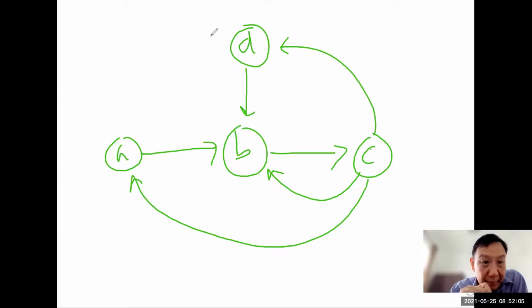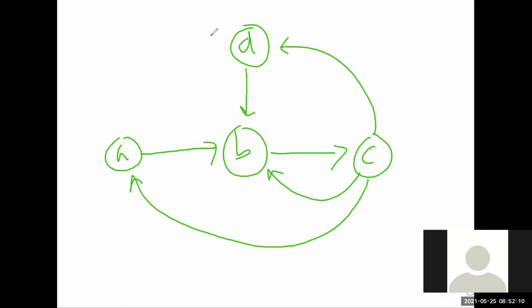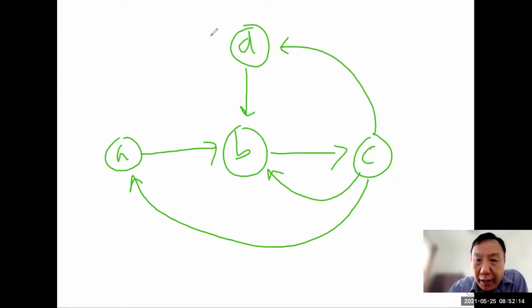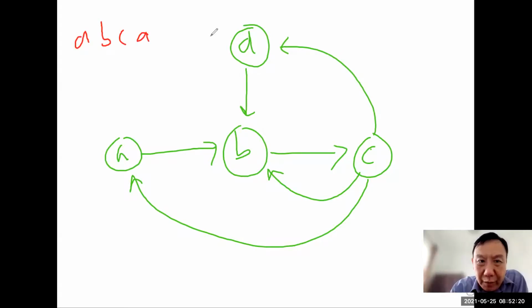The first trajectory, what is that? A, B, C, A. So A, B: I put 1 here. And then B, C, so I put 1 here. And then C, A. Okay, I put a tally here. What is the next trajectory?